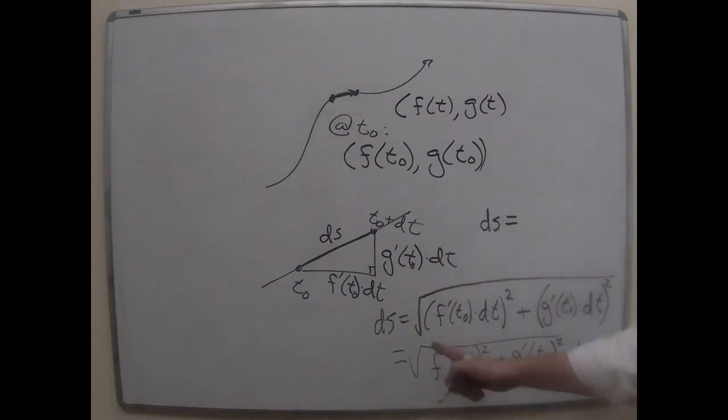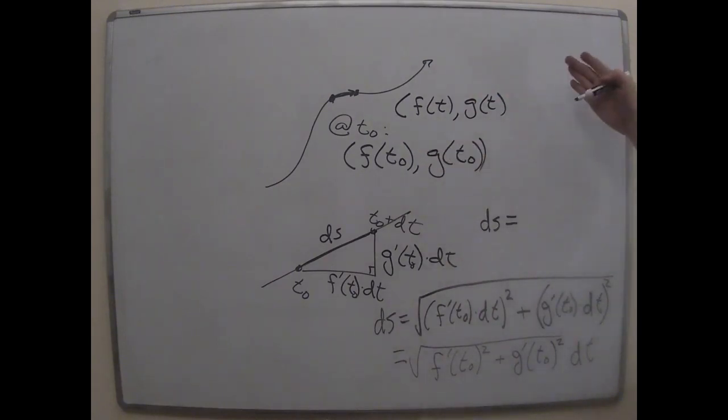So that's the thing that you need to integrate, that's differential arc length. If you integrate that from one time to another time, you will get the arc length along the curve between those times.